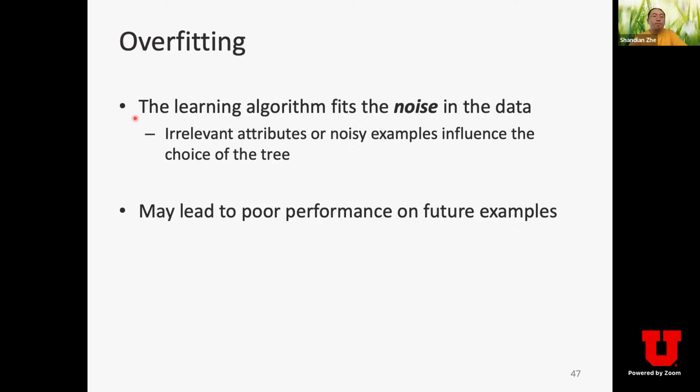So what does overfitting mean? Overfitting means that the learning algorithm fits noise in data. For example, irrelevant attributes or noisy examples influence the choice of the tree. As a consequence, no matter what kind of noises are in the training set, your algorithm always fits the noise in the data to get very high training accuracy. And those noises mislead the classifiers and mislead the tree construction. Then finally, we'll end up with bad accuracy when testing on future examples. That's the bad effect of overfitting.